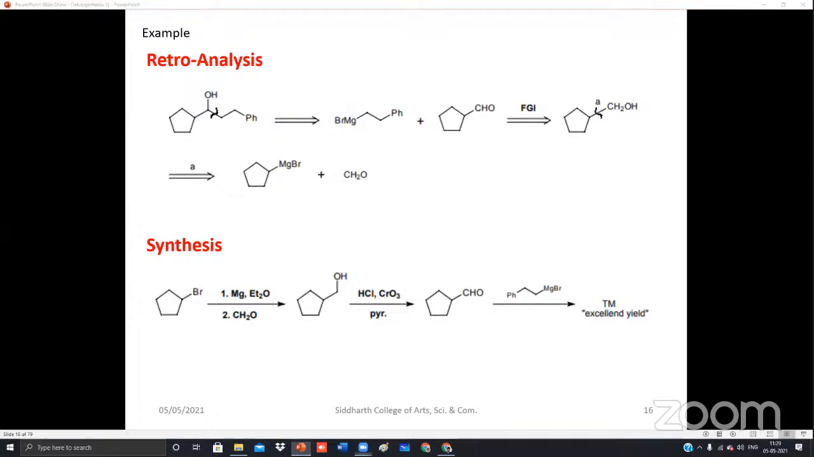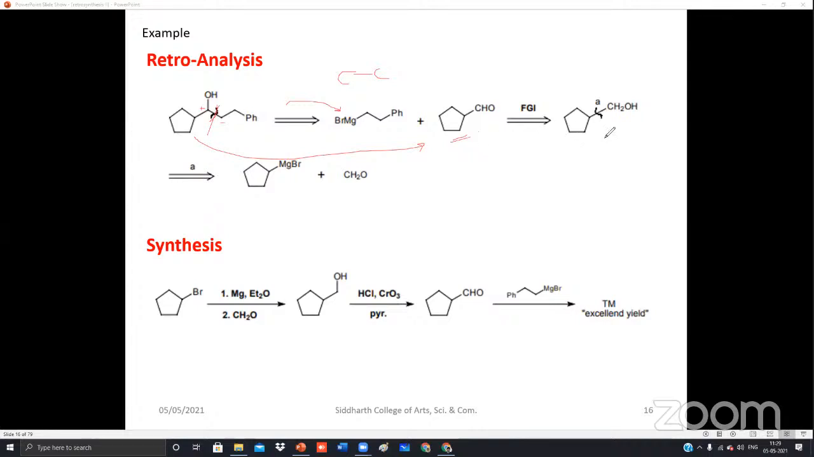This is another secondary alcohol. If I disconnect over here, now we are talking about carbon-carbon disconnections, and that too the one-group disconnection. That one group involved in the synthesis is the alcohol. If I disconnect over here, what will I get? A positive charge here and a negative charge here. The negative will be the part of the Grignard reagent, which is nucleophilic, and this will be the carbonyl group, a cyclopentyl aldehyde. And if you want to synthesize this cyclopentyl aldehyde also, you can do it.